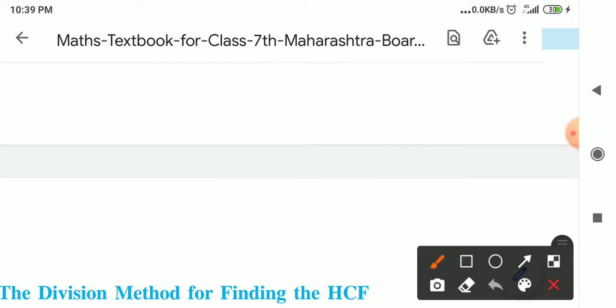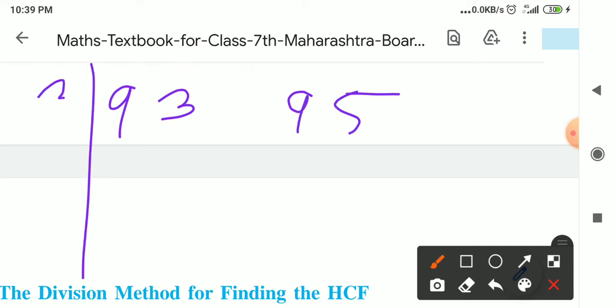Just take another pair. If you notice here, I will take 93 and 95. This number, 93, is divisible by 3. 3 3s are 9, 3 1s are 3. 31 is a prime number, 31 1s are 31.